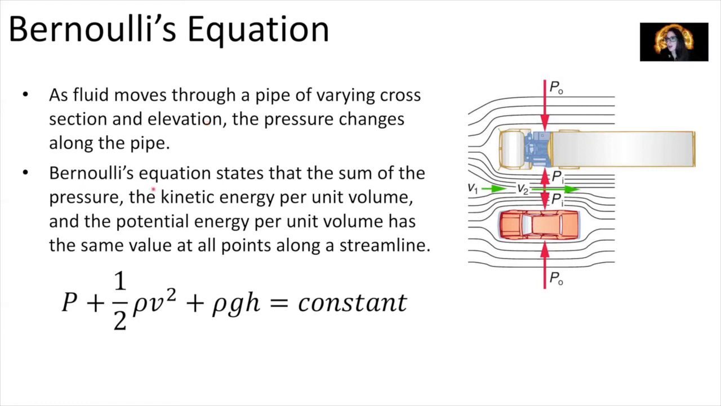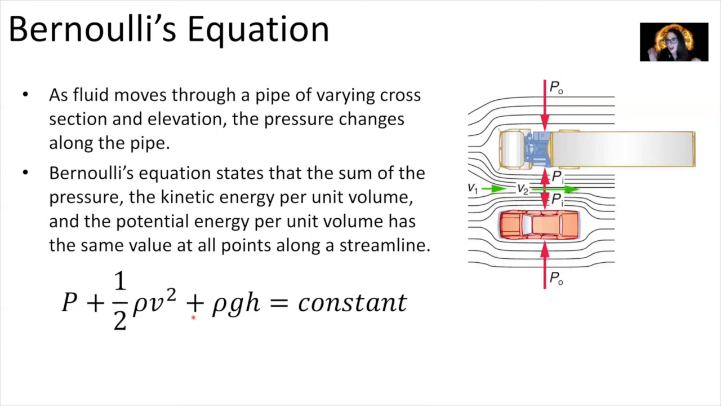So Bernoulli's equation states that the sum of the pressure and what we call the kinetic energy per unit volume and the potential energy per unit volume has the same value at all points along a streamline. A streamline is the path that one fluid parcel is going to take within your system. So you choose one point within your system and another point within your system. And then you have to satisfy Bernoulli's equation at both of those points.